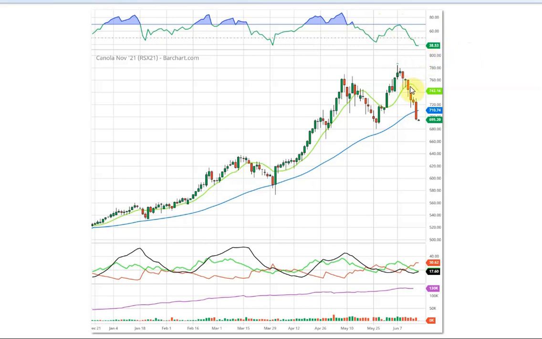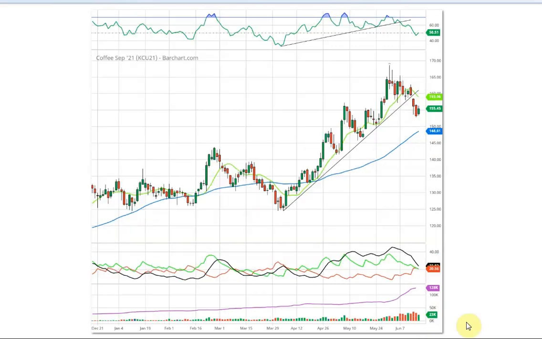The RSI is below 50, below the 10-day moving average, below the 50-day moving average, and again, the DIs have crossed into negative. And again, as I said, almost all the grain complex is looking very similar to that.